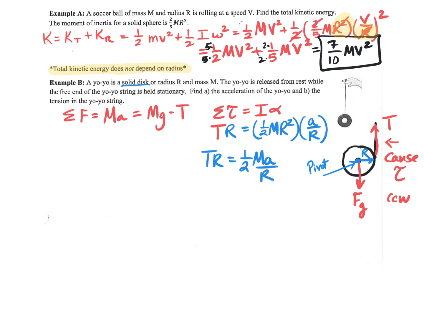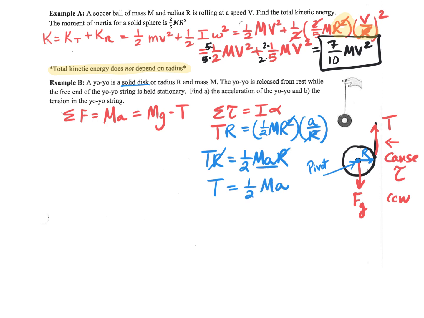Do you agree? Oops, not over R. Y'all about to let me do something stupid. M-A-R. Because this R gets rid of one of those, doesn't it? And what do we notice on both sides? R, so that also goes away. So it's still not dependent on R, is it? It doesn't matter how big our yo-yo is. It's going to act the same way. So the tension is 1/2 MA.